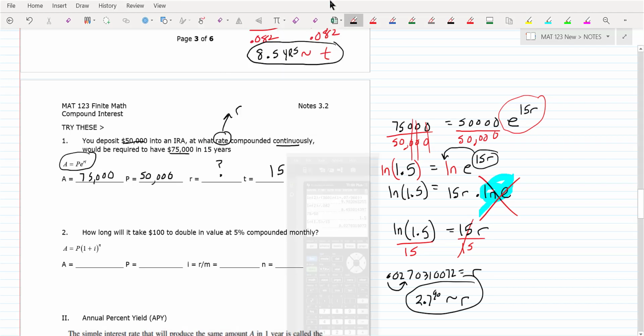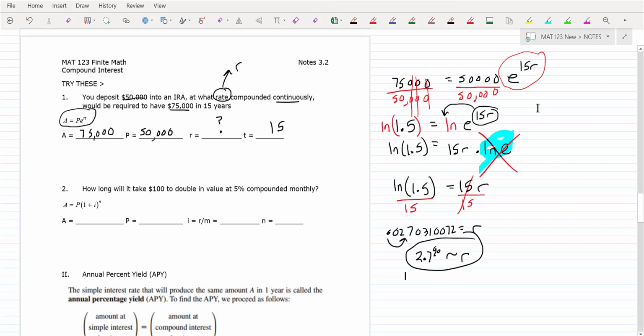Does that look okay? Shake your head or something. Okay. I've done a bunch of those. You're going to use logarithms quite a bit in this section because you have to solve equations. That's why we're doing that.